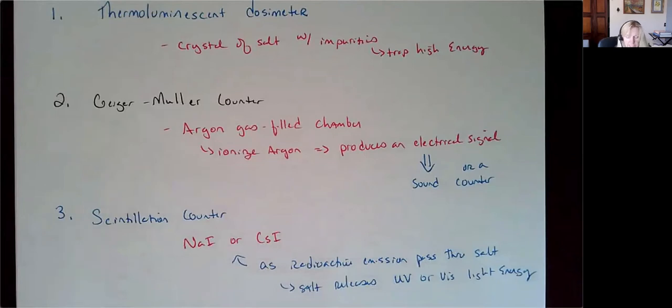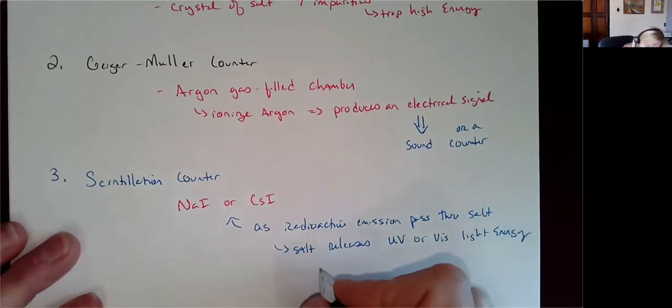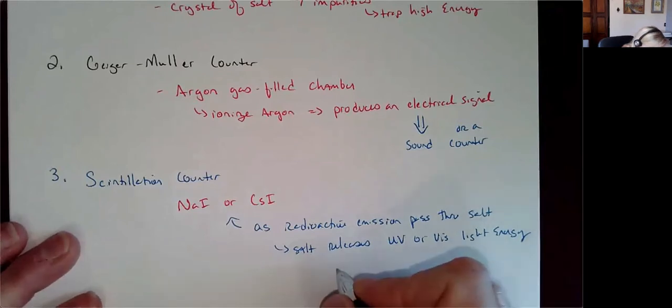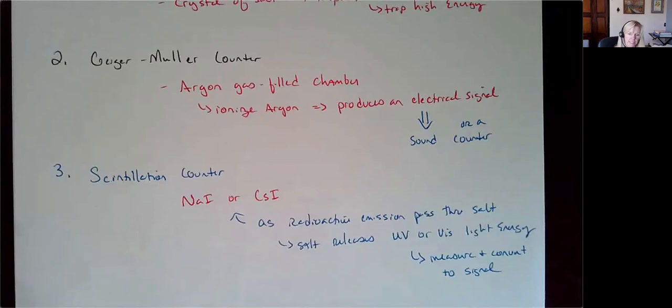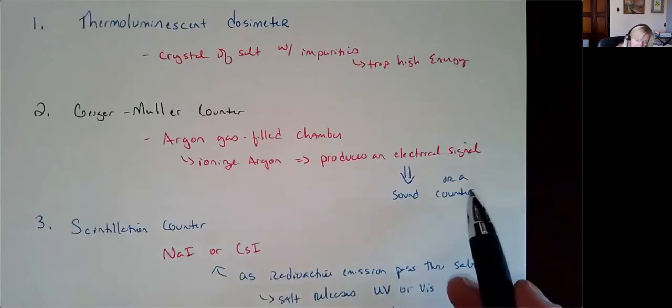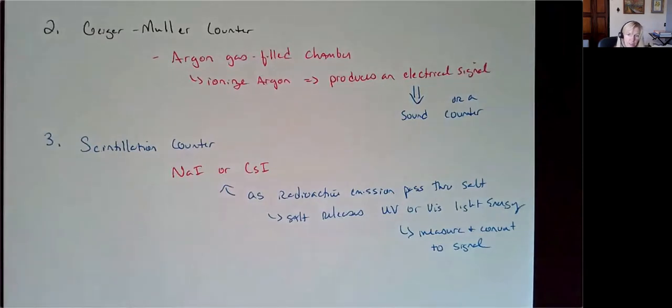The salt is going to release UV or visible light energy, and then I'm going to measure that and turn that into an electrical signal. So I might have a meter or something like that. So that's going to be that scintillation counter. It could be a counter or it could be a sound. So both of these counters can make noise. It just depends on what they're hooking that electrical signal up to. In most cases, it's doing both.